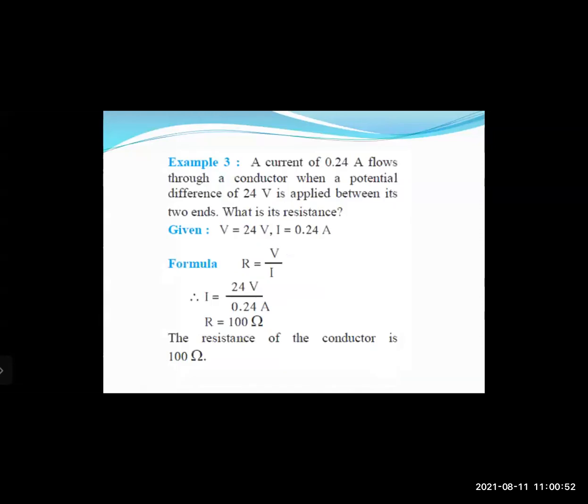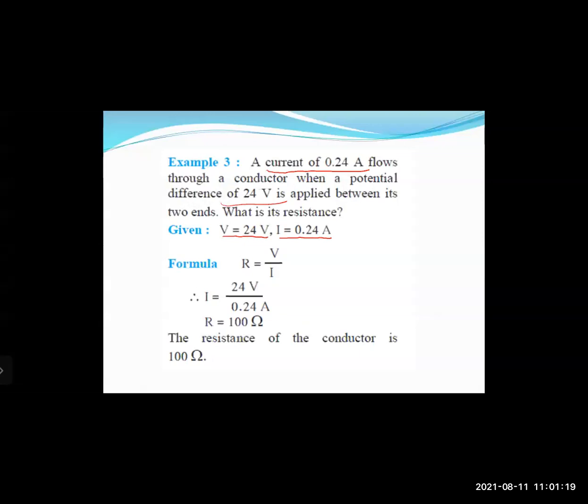What does it say? A current of 0.24 amperes flows through a conductor when a potential difference of 24 volts is applied between its two ends. What is its resistance? Again, it is an example of your Ohm's law numerical. So first of all, we are going to write down the given. What is given? Current of 0.24 amperes. So we will write I equals 0.24 amperes. Flows through a conductor when a potential difference of 24 volts is applied. So voltage is 24 volts.